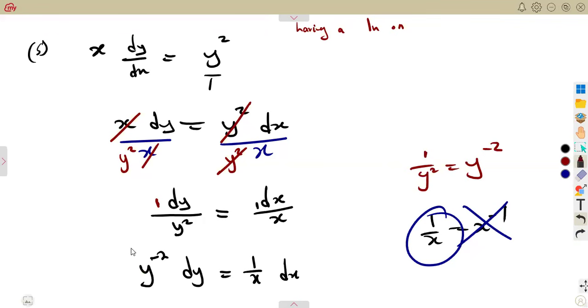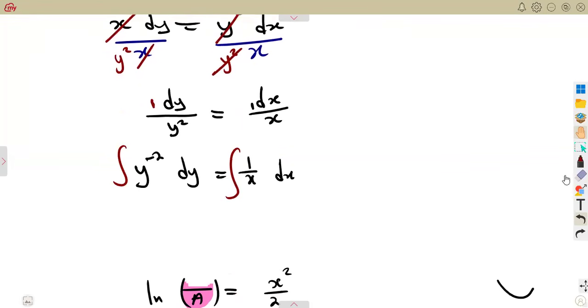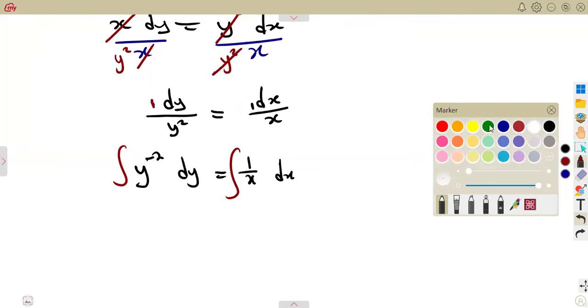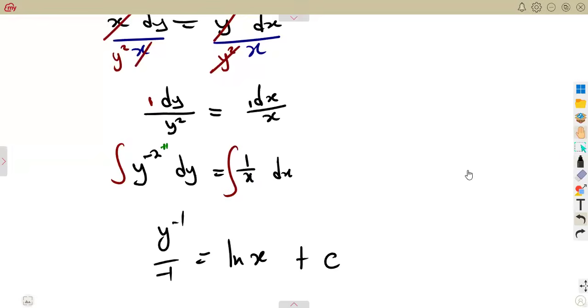All right. So let's integrate both sides and see what we are going to have at the end. The integral of y to the exponent of a negative 2. Remember, for the integral, you have to add 1 to the exponent. So if you add a 1, that is going to be y to the exponent of negative 1 over negative 1. The new exponent, you always divide by it, which is equal to the integral of 1 over x, which is the ln of x, plus the constant. You were supposed to have the constant of integration like this, guys. This is also what we're supposed to have.